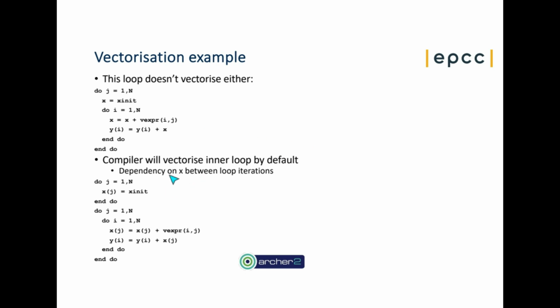So you can do something like, this is where we can do scalar expansion. Instead of having x as a scalar, we can have x as a vector, as an array, and initialize all the values in a separate loop, and then use x of j in here instead, and that should help.